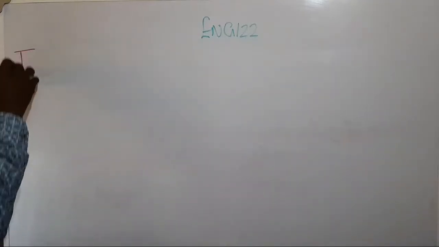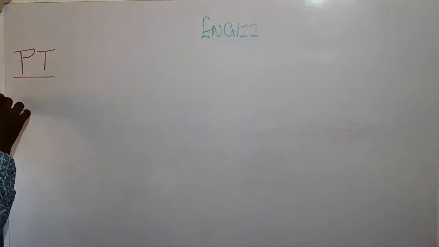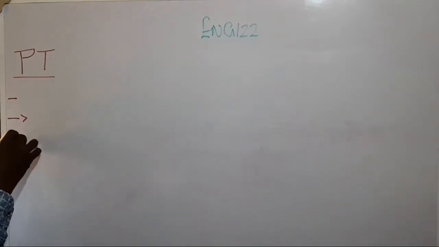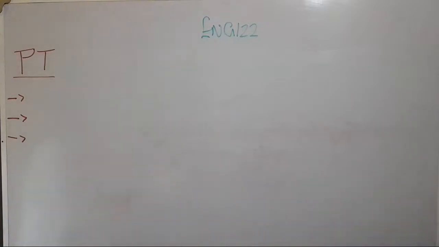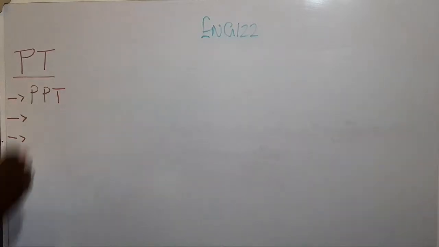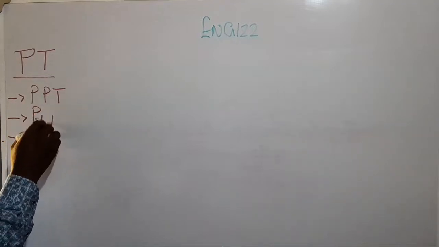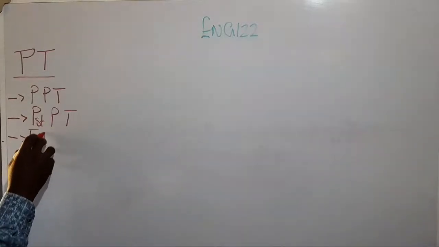Now we have the perfect tenses. Under these, we have three. The first one is the present perfect tense, then the past perfect tense, and the future perfect tense.